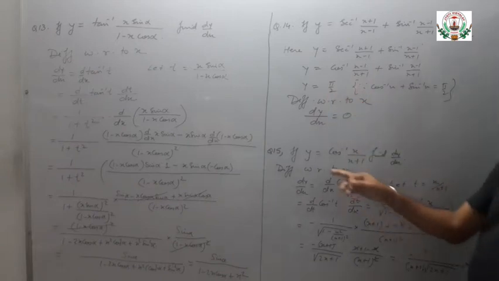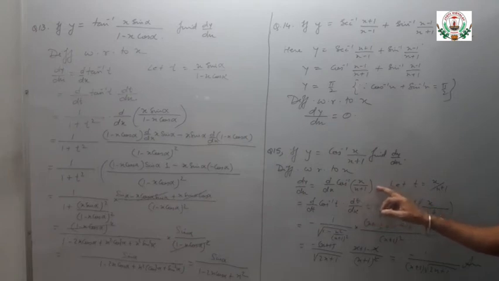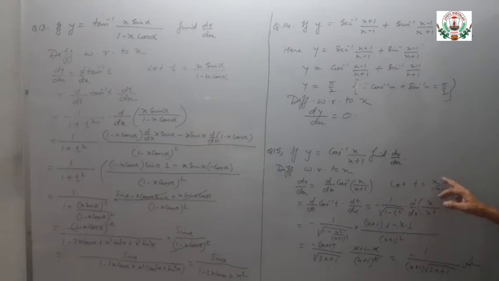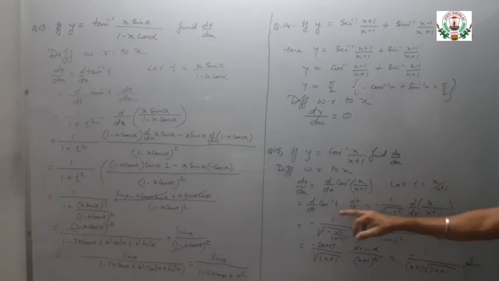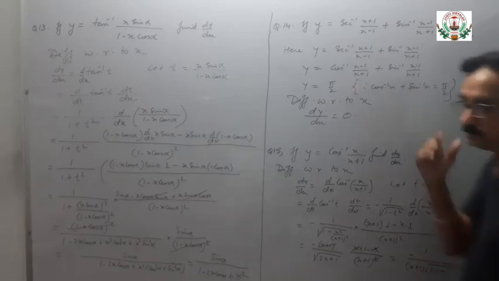Next question, if y equals cos inverse of x upon x plus 1, find dy by dx. Differentiating with respect to x, this function will be taken as t. d by dt of cos inverse t, d by dx of cos inverse x is minus 1 upon under root 1 minus x square. So it will become minus 1 upon under root 1 minus t square, d by dx of x upon x plus 1, as t is x upon x plus 1. Again comes the u by v differentiation. We will differentiate it and simplify it and we will get the final answer: minus 1 upon x plus 1 under root 2x plus 1.